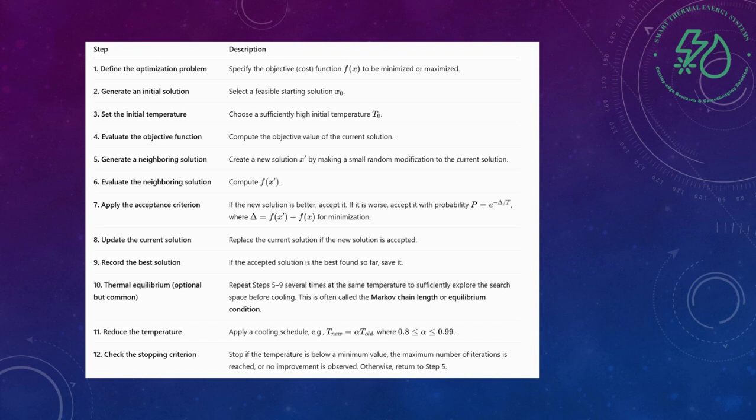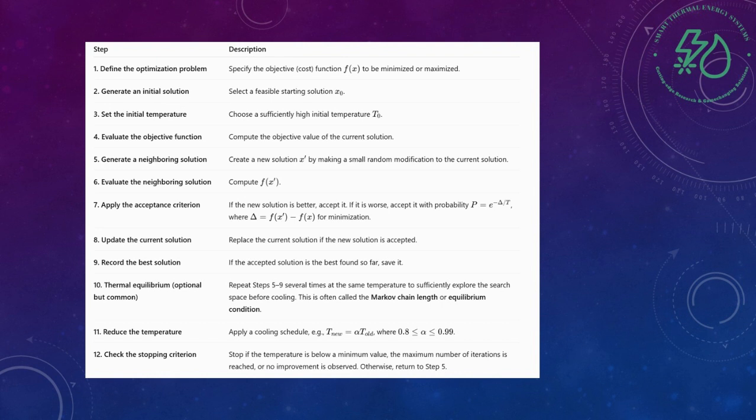Then after that, we have step 2, generate an initial solution. In this step, a feasible initial solution like x0 is selected as the starting point of the search. It can be randomly generated or obtained from an existing method. Then we have step 3, set the initial temperature. An initial temperature T0 is chosen.